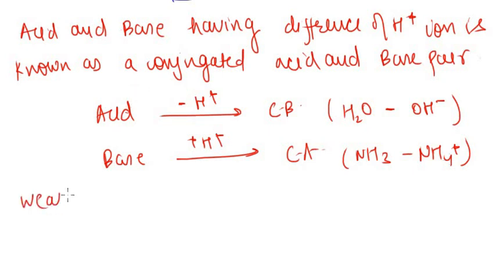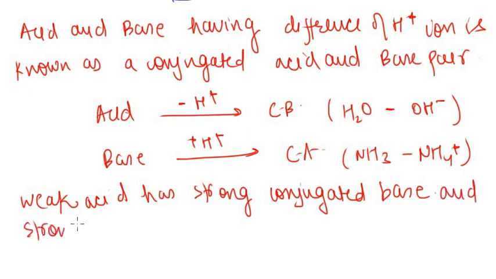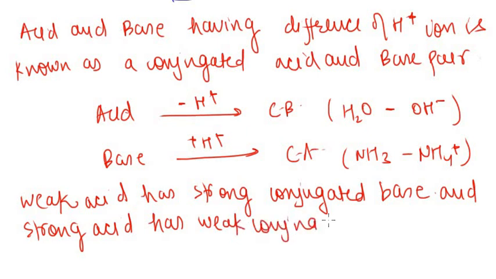So weak acid has strong conjugate base. Whenever the acid is weak, its conjugate base is strong, and strong acid has weak conjugate base. Whenever the acid is strong, its conjugate base must be weak.